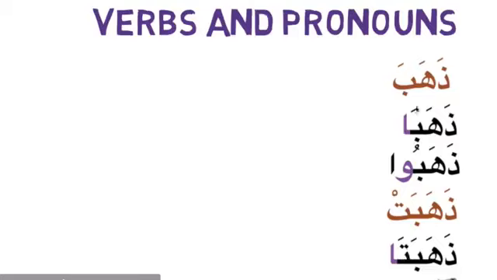So in these 5 verbs, what we see is that the fa'il has a sukoon here. If there is no vowel sign, that means there is a sukoon. There is sukoon on alif, there is sukoon on waw, and there is sukoon on alif musanna. So that's why these are called sakin pronouns, where the original pronoun is not pronounced.